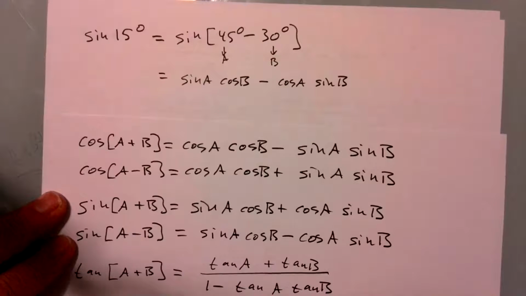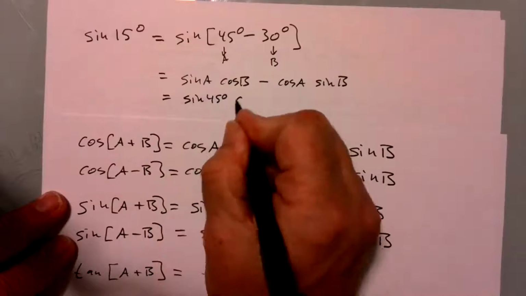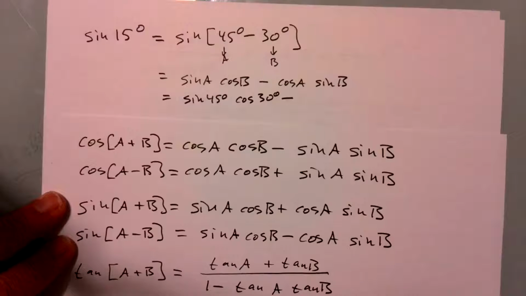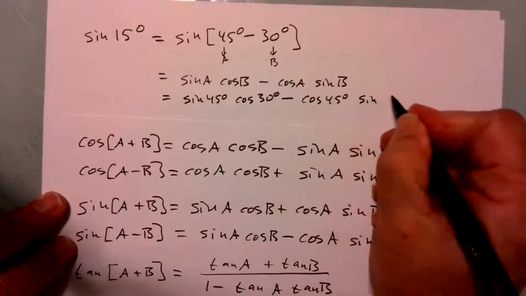And again, A is 45 degrees. That will equal sine 45 degrees, cosine 30 degrees, minus cosine of 45 degrees, sine of 30 degrees.